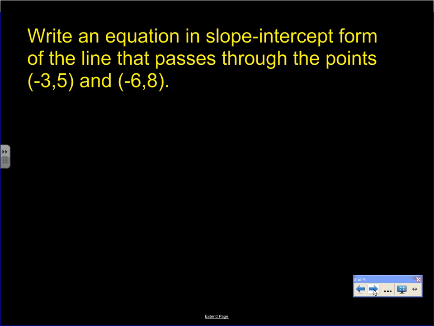Look at the following example here. See if maybe you can try this one on your own. First off, you have to find the slope, and then you'll plug that slope that you found and a point into slope-intercept form to solve for b, and then you'll write the equation. If you need to pause the video, go ahead and do that. I'll go ahead and work this one out.